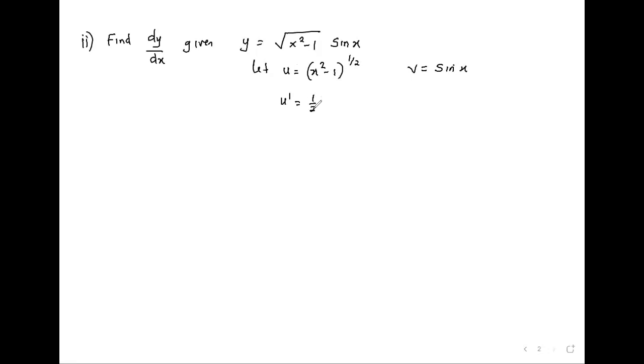So we bring half down, keep x squared minus 1, then half minus 1, we get negative half. And then multiply by derivative of the inside. So we differentiate x squared, we get 2x. We differentiate negative 1, we get 0. So we have 2 into 1. So we get x over the square root of x squared minus 1. Why square root? Because I have negative half as a power, so I can take it in when it becomes positive half. But positive half is a square root, so I can put that there.